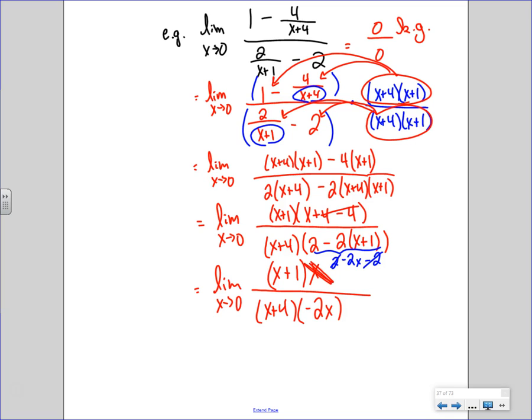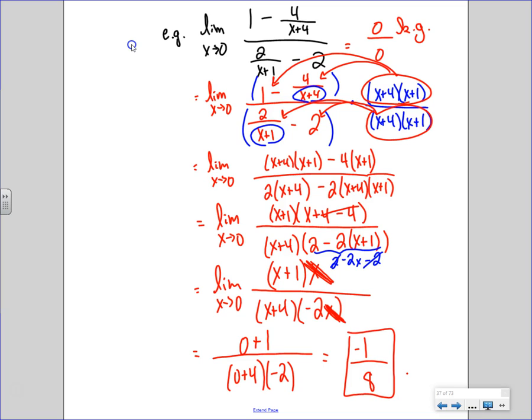Doesn't the x get to reduce with the other x? And why stop rewriting the limit? I can plug it in. Plug it in. Anybody beat me to negative 1/8? Nice. You sound surprised. You changed it to make it wrong?